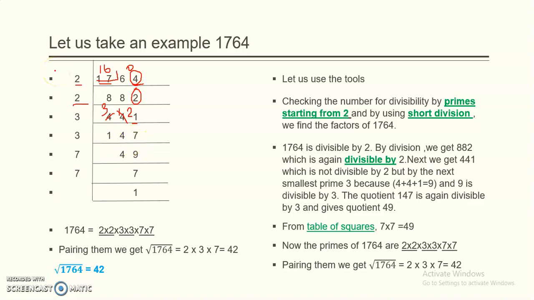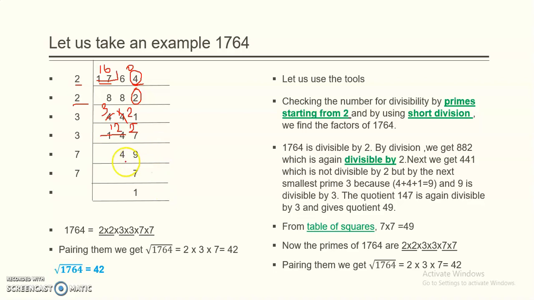Now let's go to the next number. Again, 3 goes into 14 4 times. So 3 4s are 12. So you get here 12. After 14, you are left with the remainder 2. That is 27. So 3 goes into 27 9 times. So 3 into 49 gives you 147.